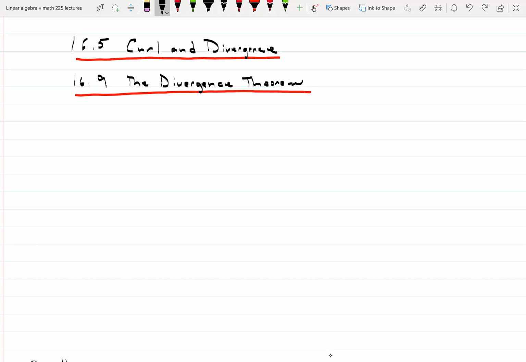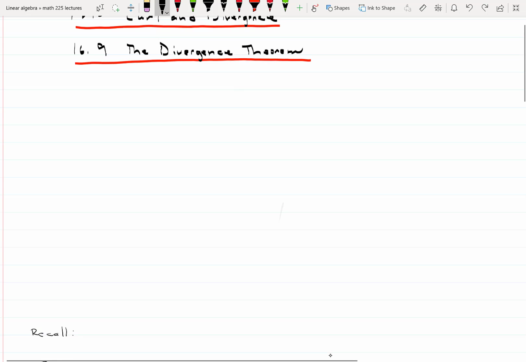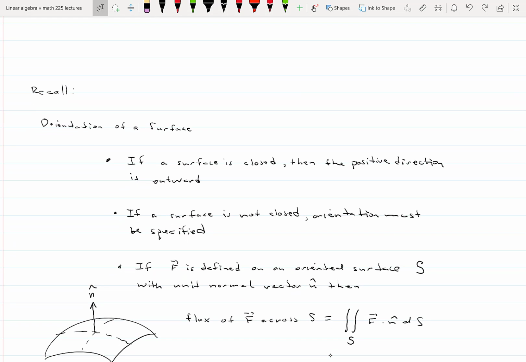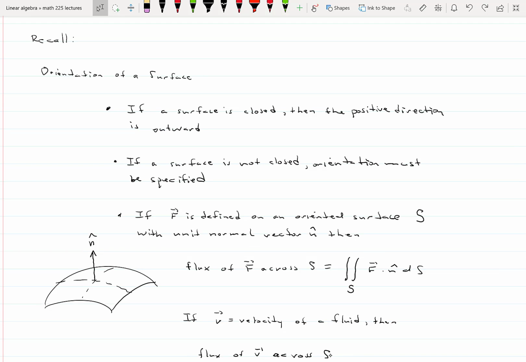In order to look at the divergence theorem, we're going to need the concepts of surface integrals and flux from our previous section. So we'll do a little recap or review of some of the important topics from the previous section. Recall, we have something called the orientation of a surface. If a surface is closed, then the positive orientation of the surface is outward. If a surface is not closed, then we have to specify the orientation of the surface.